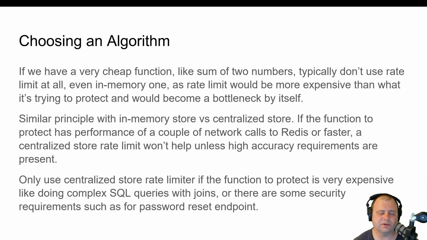Although this kind of setup in the first example assumes that we are already past the first layers of the network and we're already in some monolith code. So we should probably have some rate limits closer to the network edge as well. But then a similar principle applies for in-memory store versus centralized store. Network calls to Redis and Redis queries themselves take time. So if the function you're trying to protect is also just some Redis calls or maybe simple network calls, again, probably don't use the centralized store, unless you have some very specific accuracy considerations or security considerations.